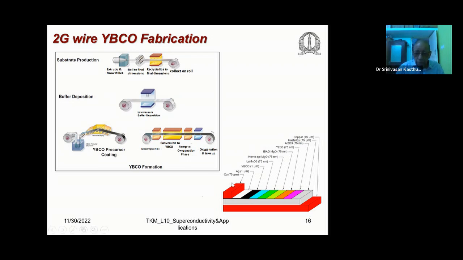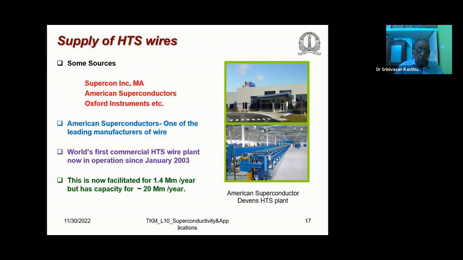Then you can see in this photograph several layers shown here. Copper is on the top and bottom, and there are many other layers in the intermediate zone. Now the supply of the high temperature superconducting wire: some sources are Supercon Inc., American Superconductors, Oxford Instruments, American Magnetics, etc. A lot of people are able to give you these superconducting wires.